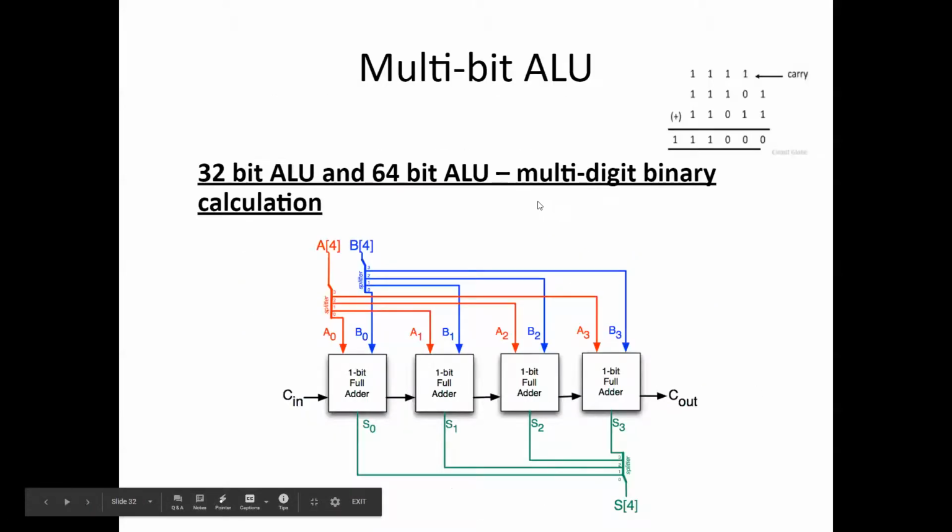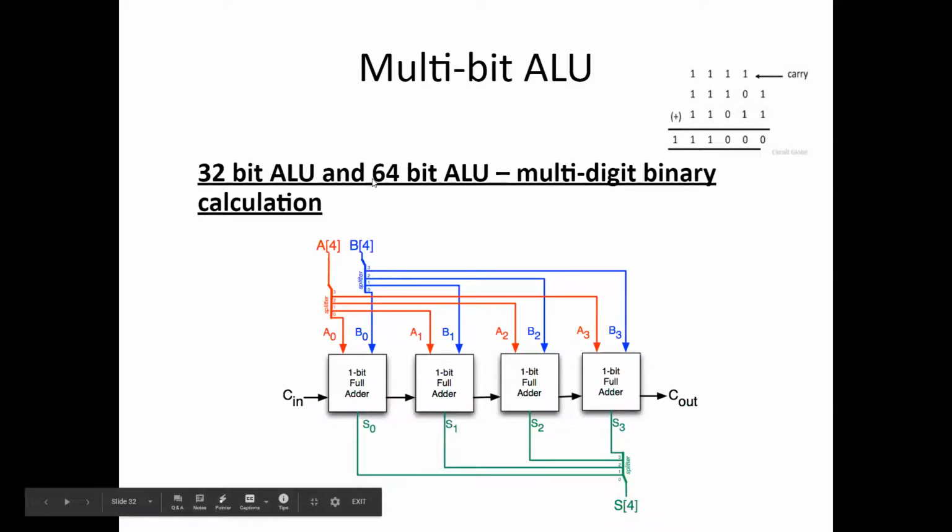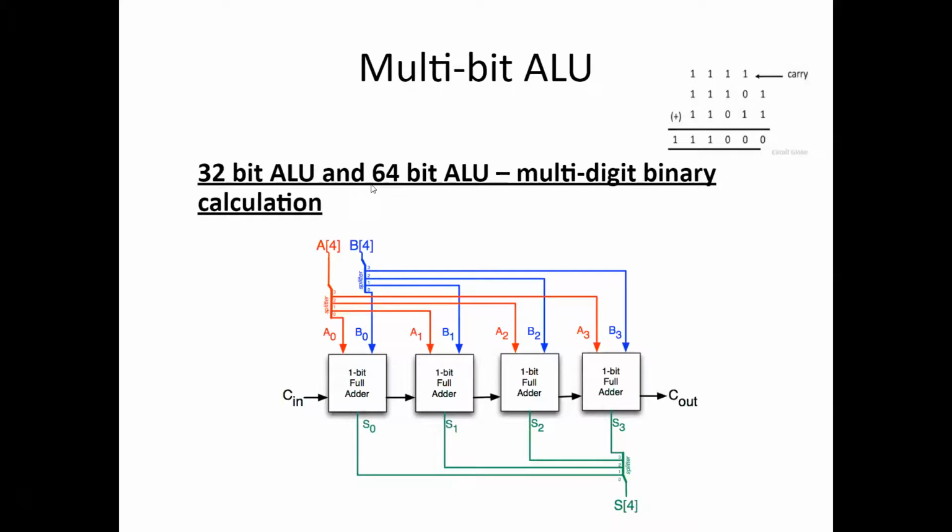So a multi-bit ALU. We saw a singular bit. Now if we look into a multi-bit, we can have 32 and 64 bits. So this is multi-digit binary calculation. If you looked at the single bit ALU, we could probably do that ourselves pretty fast. But once we get into these larger numbers, it's going to be much, much harder for a human to outcalculate a computer. If we look over here, we can see how a multi-bit ALU would work.